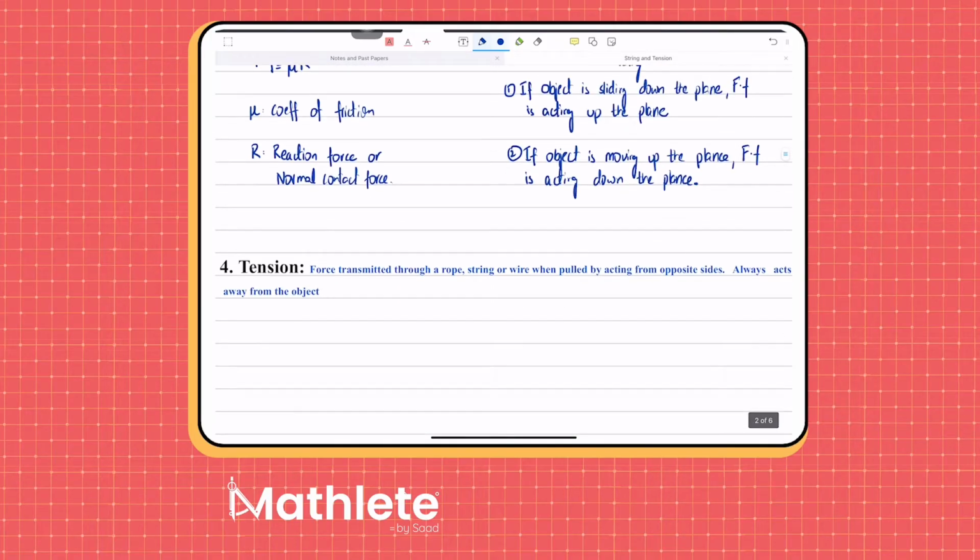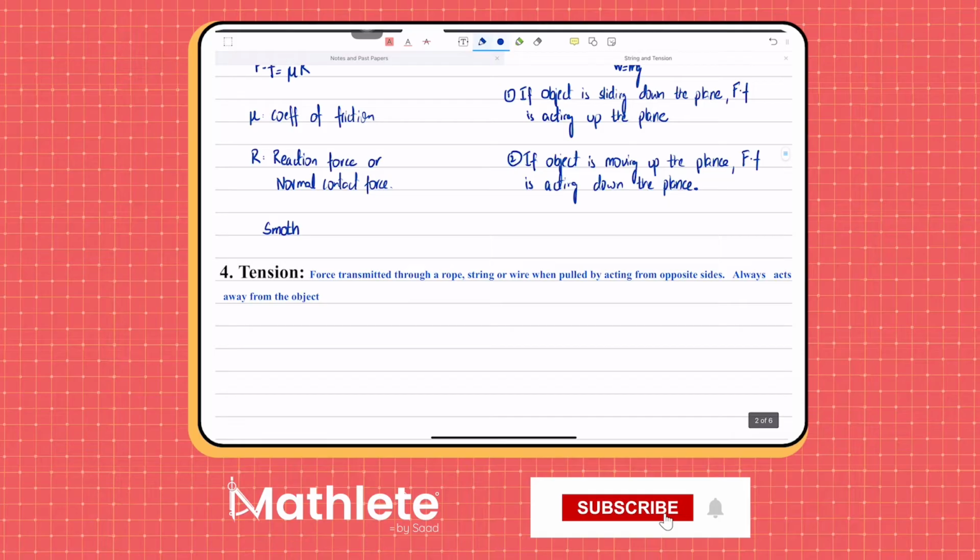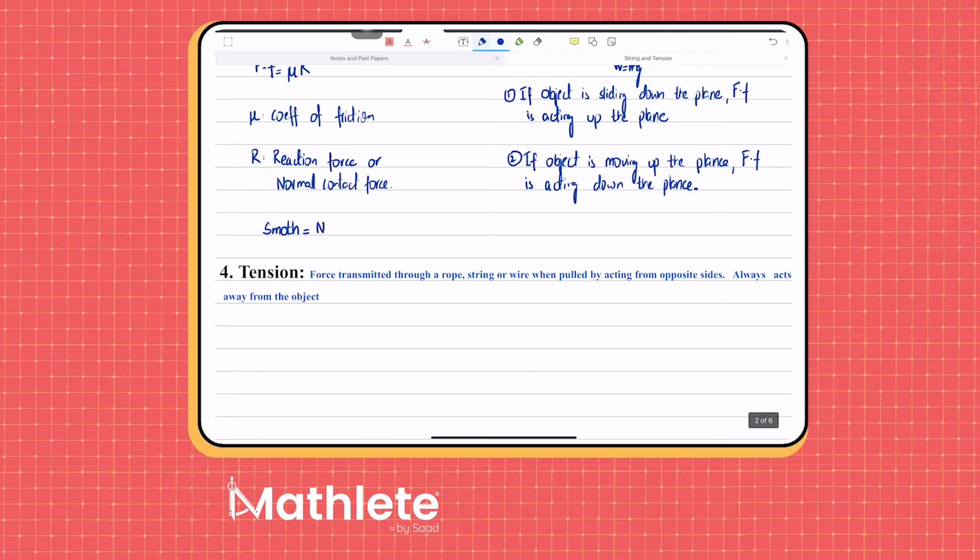Now, a couple of keywords to keep in mind. If the question uses the word smooth, smooth string, smooth rod, smooth ring, smooth plane, in that case there is no friction. If the question uses the word rough somewhere, rough plane, rough whatever, in that case friction exists.